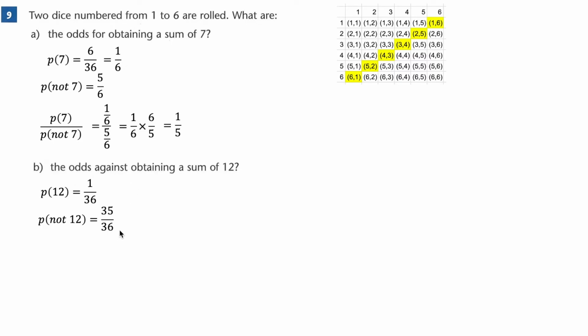So 35 out of 36 divided by 1/36. The probability of not getting a 12 divided by the probability of 12 is 35 out of 36 divided by 1 out of 36. We're dividing fractions, so we multiply by the reciprocal of the dividing fraction. So that's 35 out of 36 times 36 over 1. The 36's cancel. You have 35 to 1, or 35 over 1. So the odds against obtaining a sum of 12 is 35 to 1.